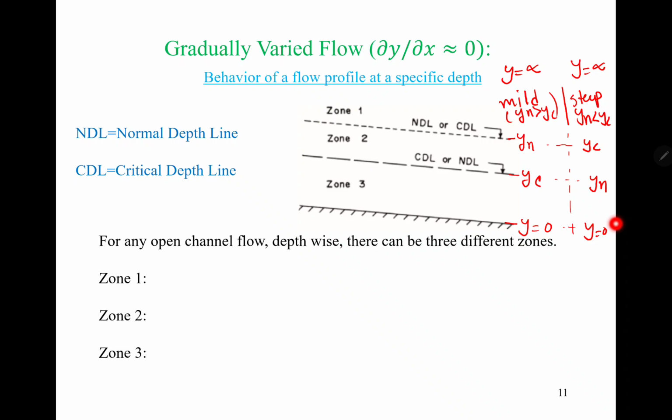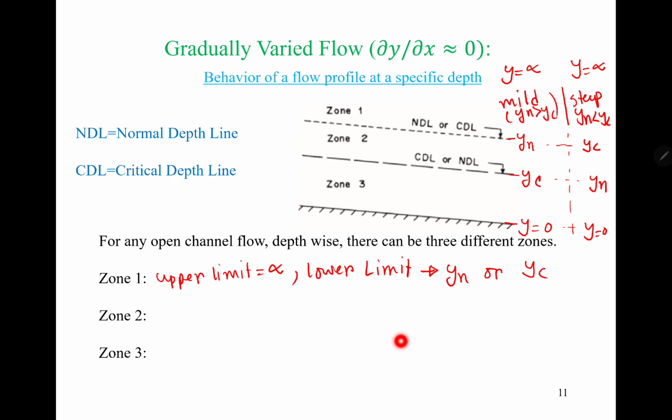If I want to identify the upper limit and lower limit for each zone, then for zone 1 the upper limit is obviously infinity, and the lower limit is yn if it's mild, and yc if it's steep, right?